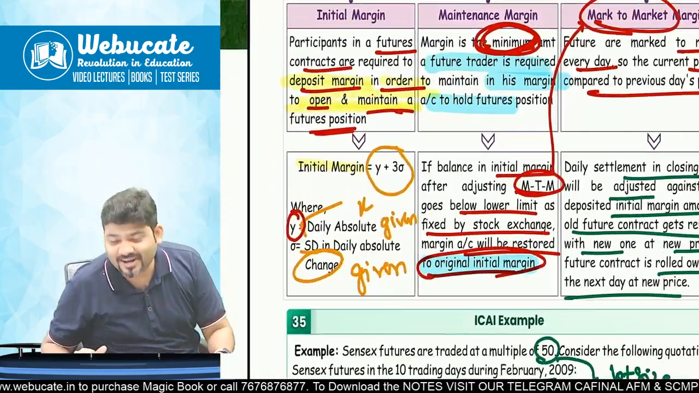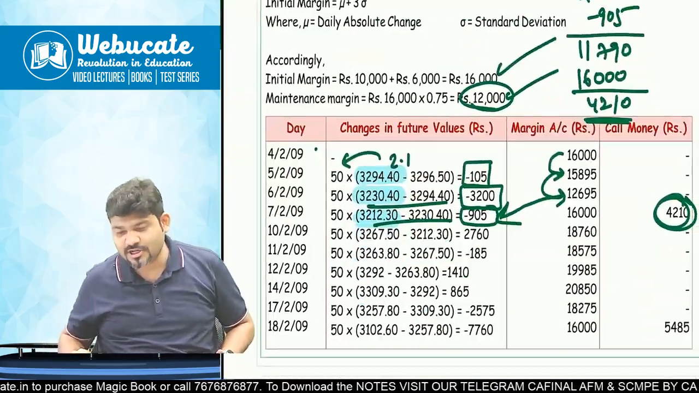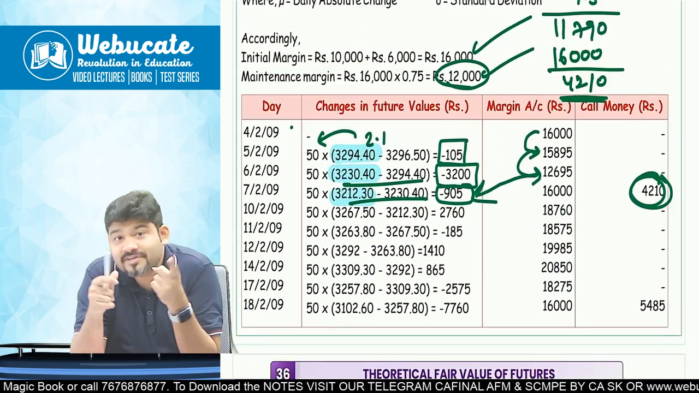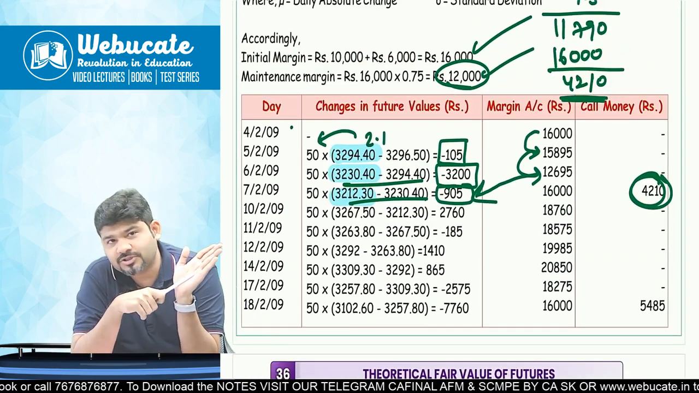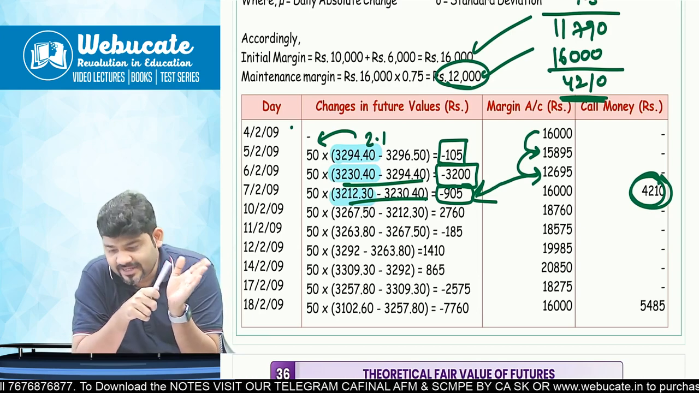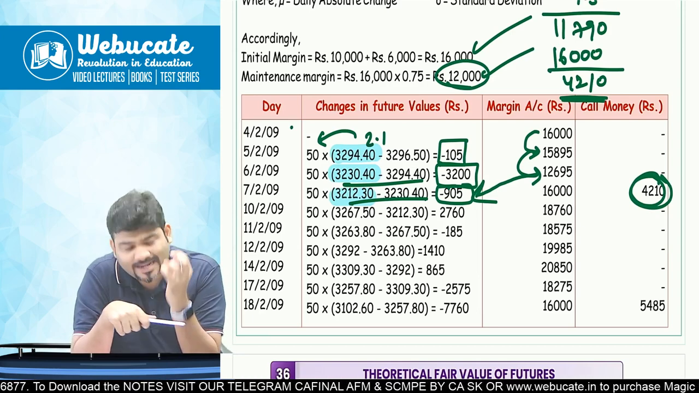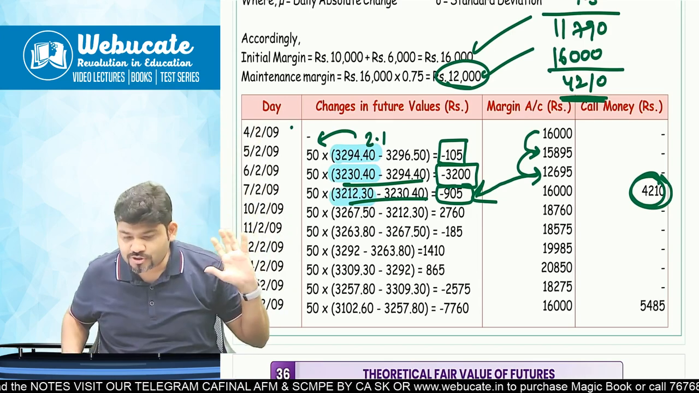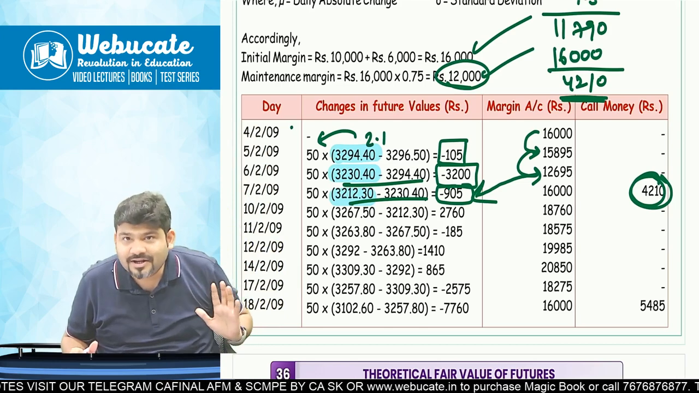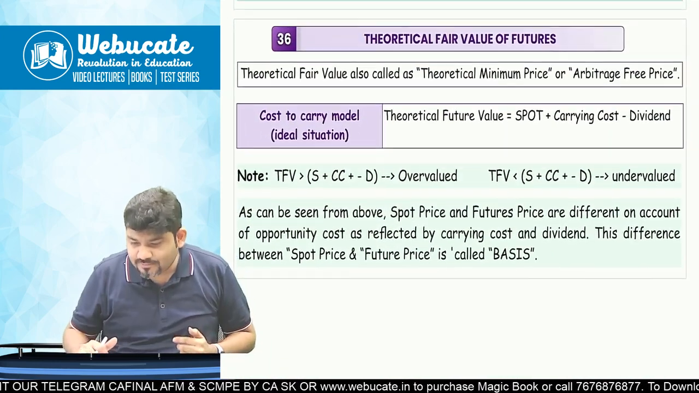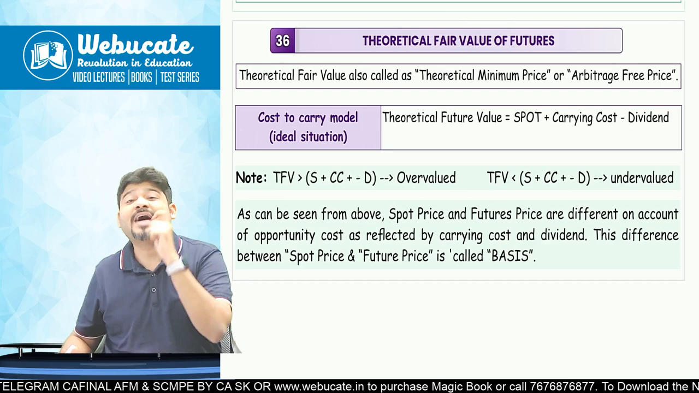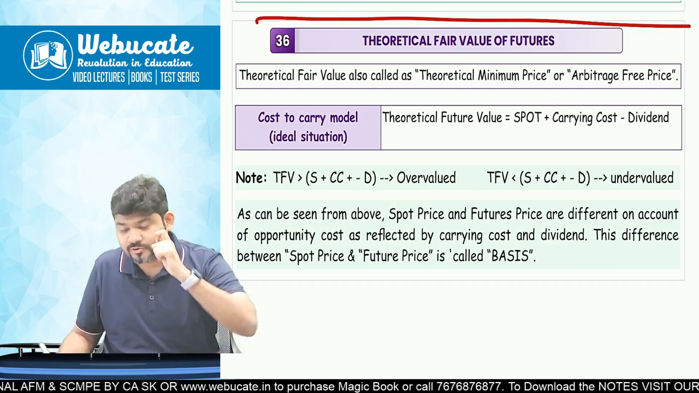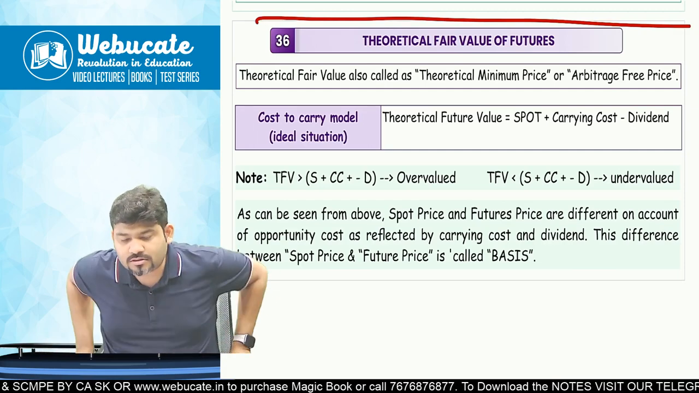Gotcha, everybody? Any questions, any doubts? No, sir. Done. Next. With this, we are complete with the understanding of futures, then the futures process, then the initial margin, maintenance margin, mark to market, and along with that, we also did one sum related to it. Got it? Now we come to the concept of theoretical value of futures. So what exactly is the theoretical value of futures?